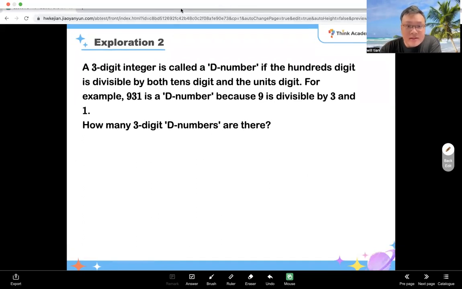Yes, Eric, you want to say something? I just saw you raise your hand. What was the answer for exploration 1? I mean, the previous question, the answer for the previous question is 84. Thank you. That's correct. Does 111 count? Yes, of course it does, because you know that 1 is divisible by 1, right? Any number is divisible by itself.